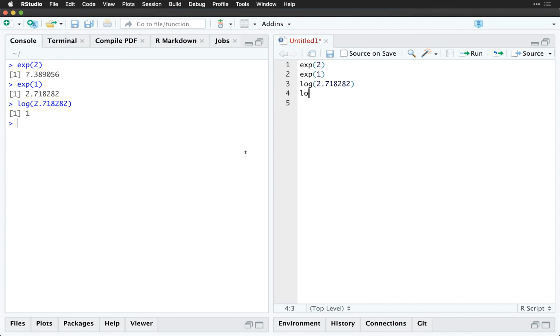If I want to take a log with a different base, I can also use the log function, but now I have to type in a base argument. Base is 5, and this works because log of 125 to the base 5 is 3.